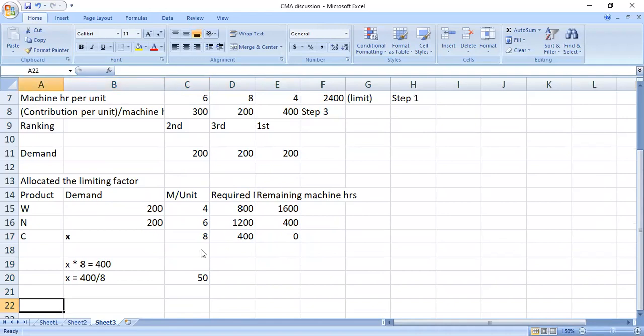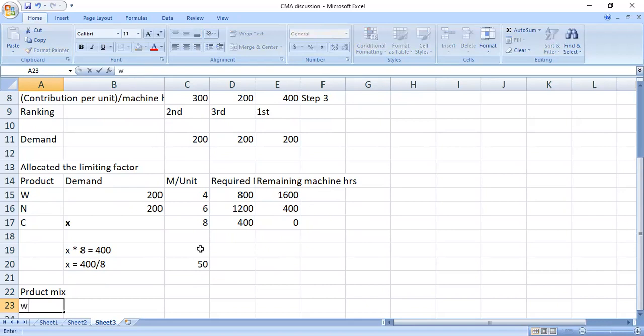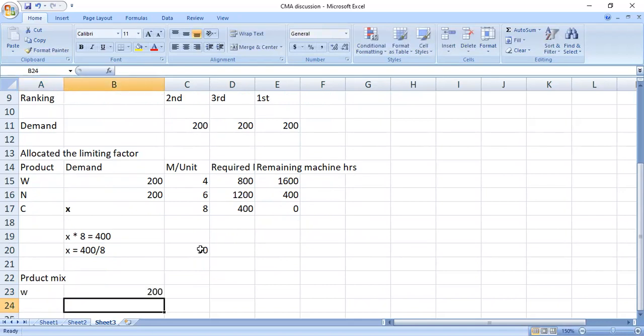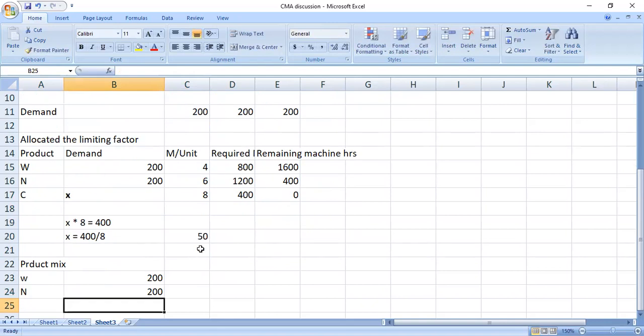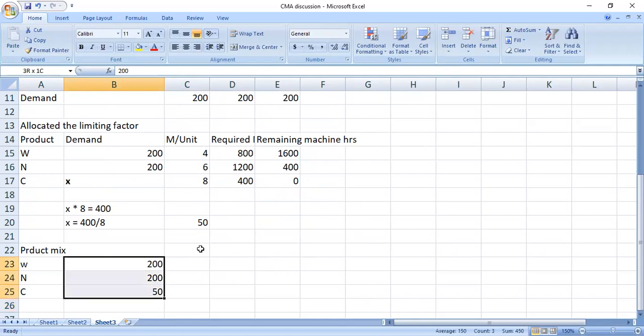And therefore our product mix, in terms of units, you have W bringing 200, then you have N still contributing 200, and then C will bring 50. That will be the product mix in terms of units. So I hope we are together. If you have any questions, feel free to raise them now. Otherwise, if they ask for the product mix in terms of units, this is what you do. Let's see what they wanted in the other part. If you don't have any questions, we can go to the next part.